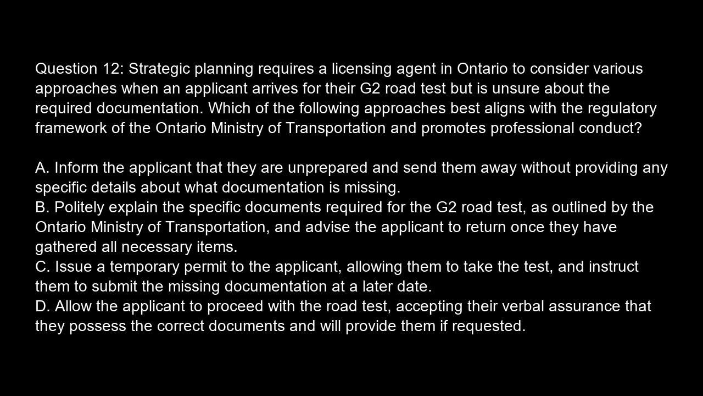Option B. Politely explain the specific documents required for the G2 road test, as outlined by the Ontario Ministry of Transportation, and advise the applicant to return once they have gathered all necessary items. Option C. Issue a temporary permit to the applicant, allowing them to take the test, and instruct them to submit the missing documentation at a later date. Option D. Allow the applicant to proceed with the road test, accepting their verbal assurance that they possess the correct documents and will provide them if requested.